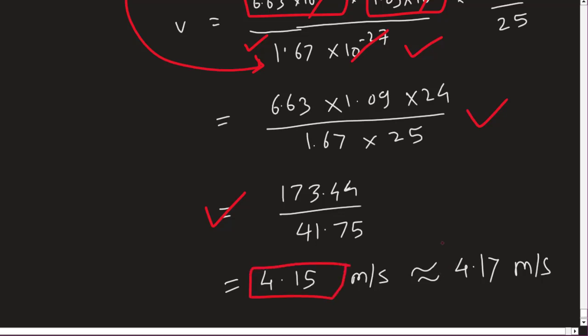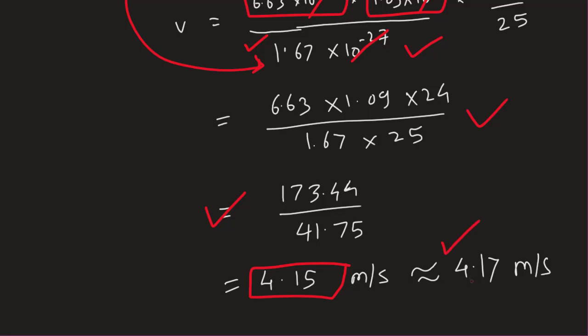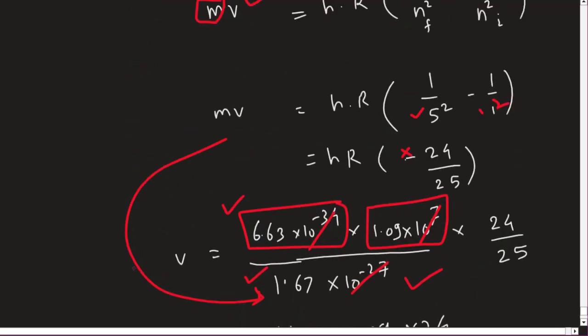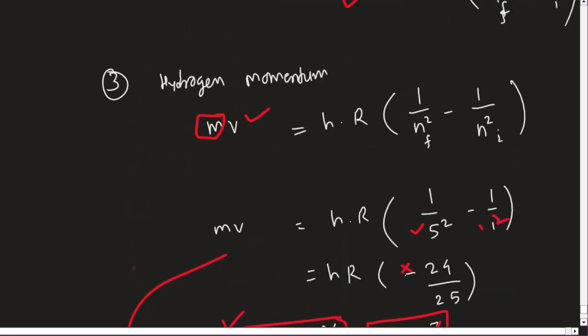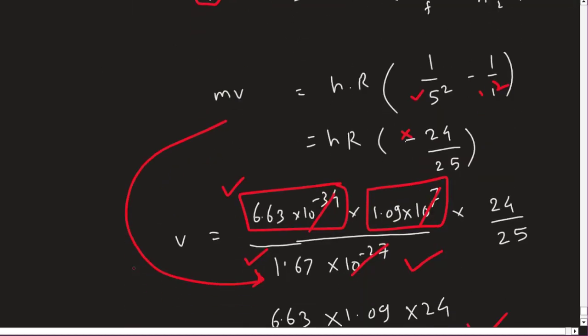And in the options they had given 4.17 meter per second, so it is approximately equal to 4.17 meter per second. That's it. So that's how you can calculate the recoil speed of the hydrogen atom when the photon is emitted.